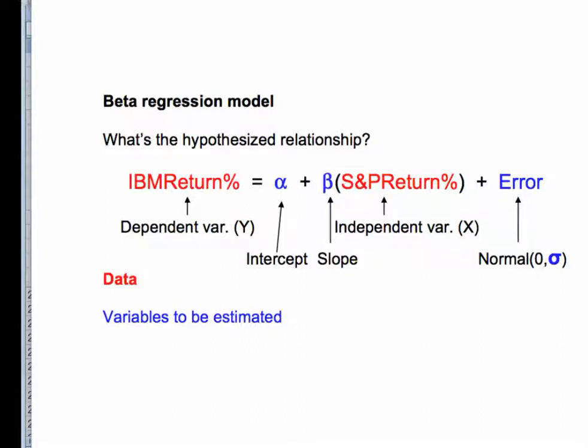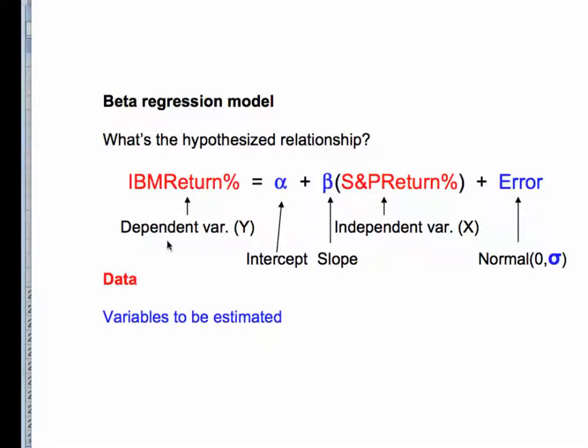In this video, I'm going to show you how to run a regression using Stat Tools, which is an add-in to Excel. I'm going to use as my example the beta regression model that we discussed in class. The model hypothesizes that a stock's rate of return can be broken into two components. One component is a linear function of the overall market's rate of return, as represented by the Standard & Poor's index, plus the second component, which is an error term.